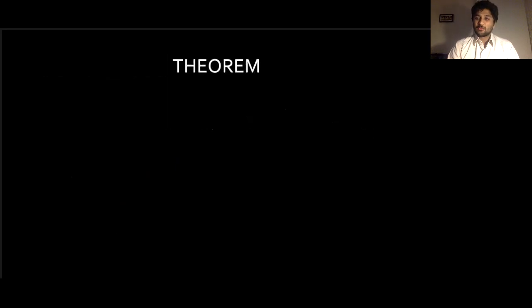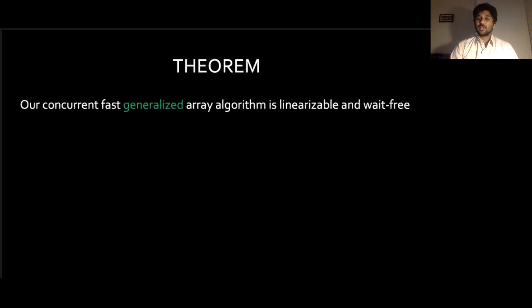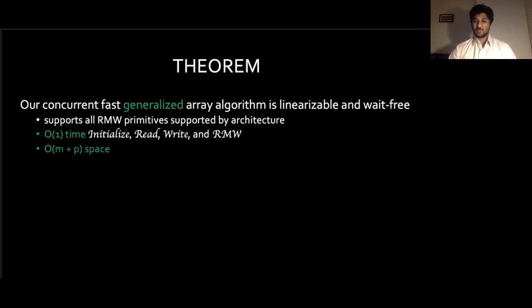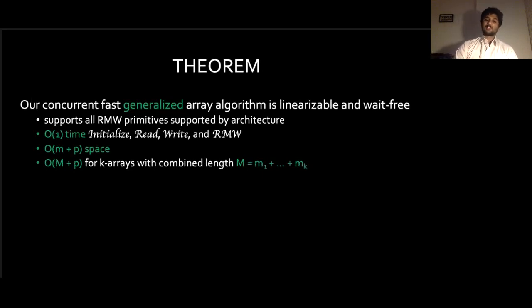The summary of our algorithmic contributions is the following. We introduced the concurrent fast array and generalized array problems and designed a fast generalized array that supports all RMW primitives supported by the architecture, takes only constant time for initialization, read, write, and any of the RMW operations, requires only O of m plus p space for a single array of length m, and requires only O of big M plus p space if multiple arrays of combined length, big M, are initialized.